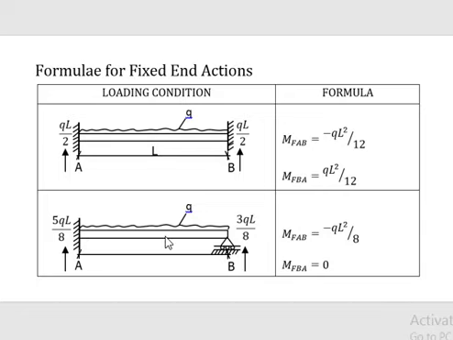But in this case, the two ends are not fixed. One end is fixed, the other end is propped. You can call this a propped cantilever. The fixed end shear force at support A is 5QL over 8, whereas at support B it is 3QL over 8. For the fixed end moment, at the fixed end, that's at support A, it is minus QL squared over 8, and at support B, it is 0.